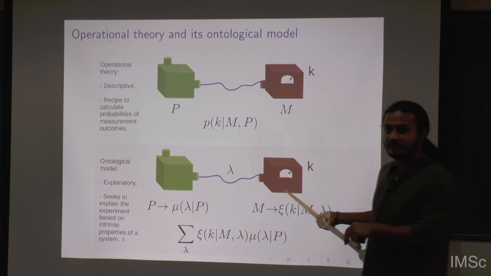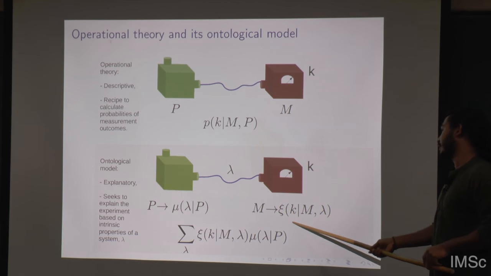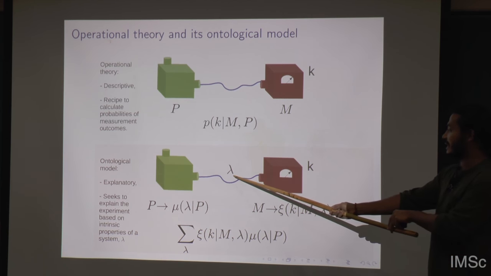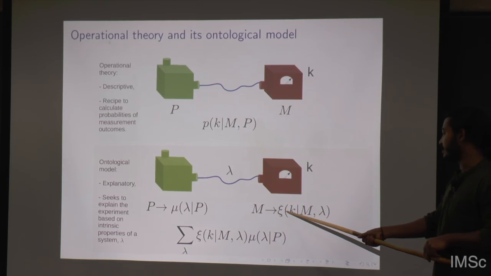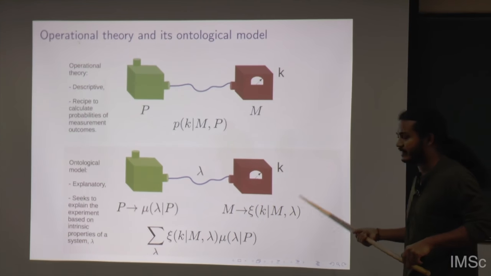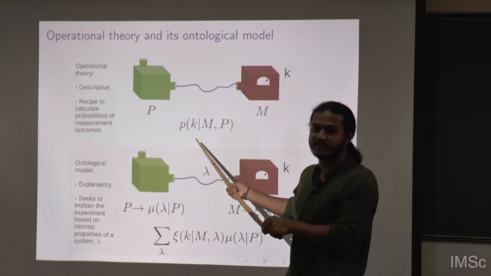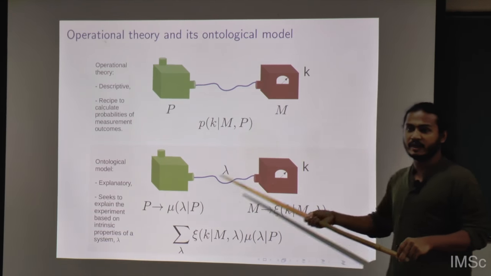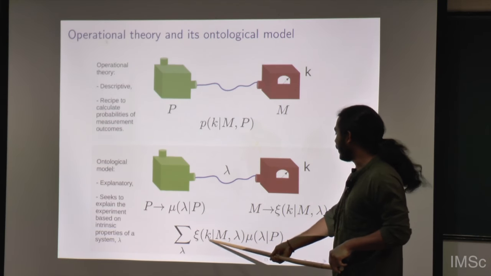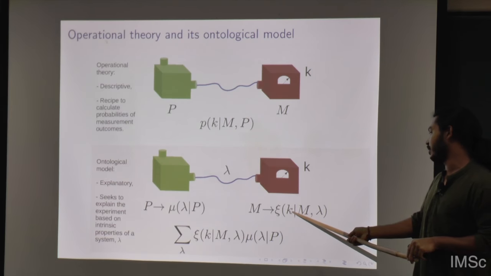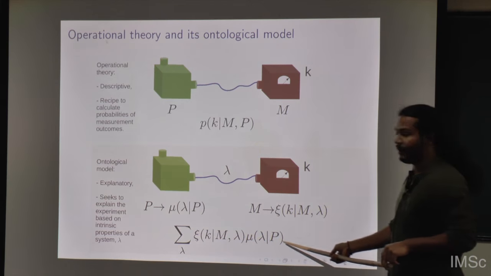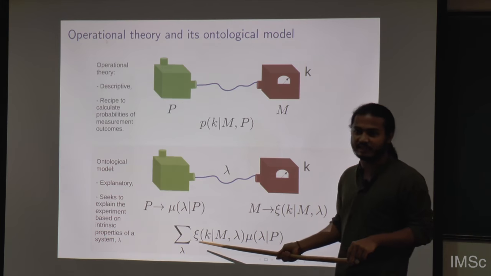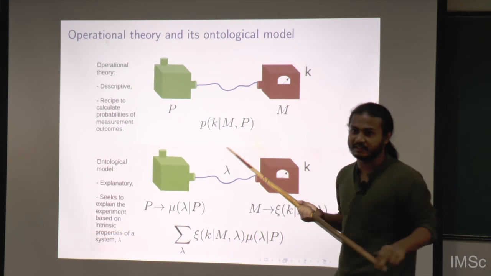And every time you make a measurement, this model says that the measurement has certain response functions associated with it. The measurement responds to these physical states lambda according to this distribution. So this is the probability that outcome k for measurement m occurs when the physical state is lambda. The operational predictions arise because of ignorance: you don't know exactly which lambda is realized in a particular run of the experiment. So you average the response function for a given physical state with respect to the distribution over physical states, and you want this description to recover this description.